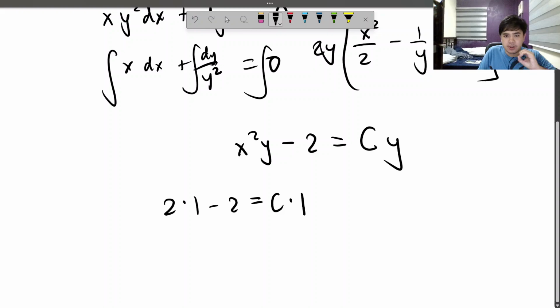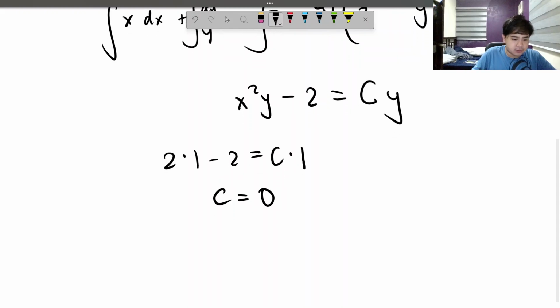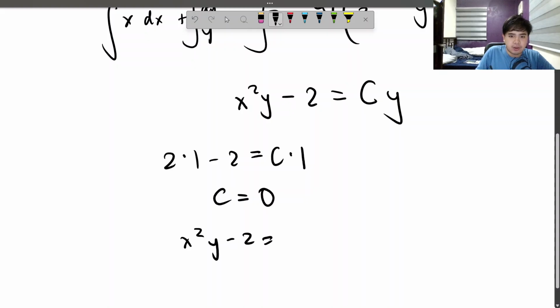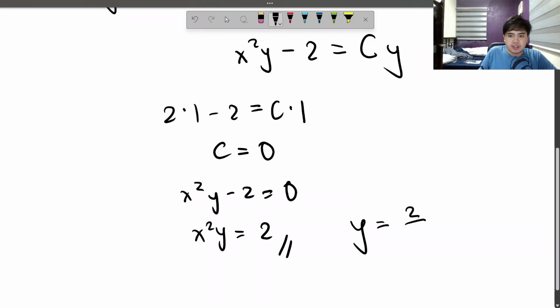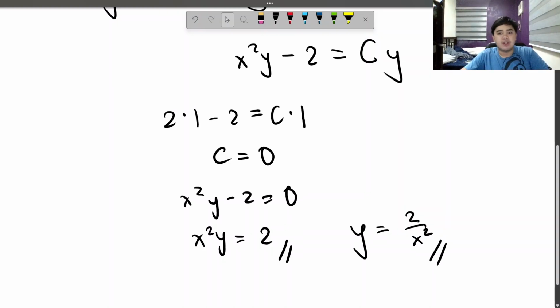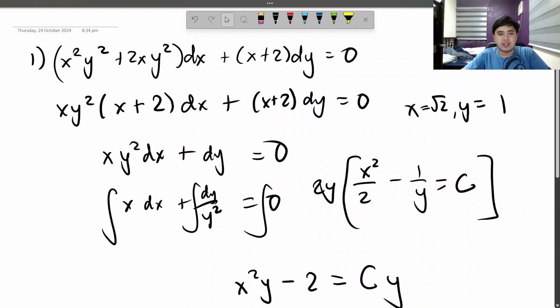2 minus 2 is 0. And c should equal 0. So x squared y minus 2 equals 0. Or more simply, x squared y equals 2. This could be your answer, or maybe if you want a function of y, we can do that. It's just 2 over x squared. This is also a valid final answer. So this is separable because you can separate the variables and then deal with them one at a time.